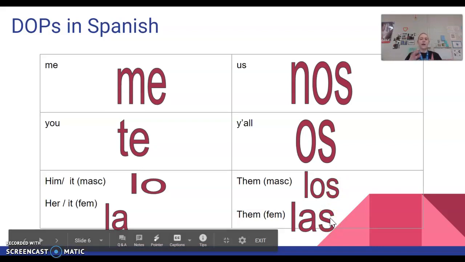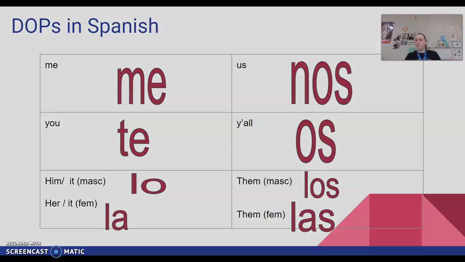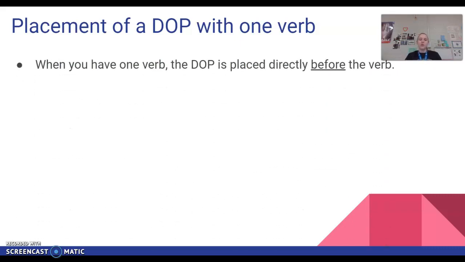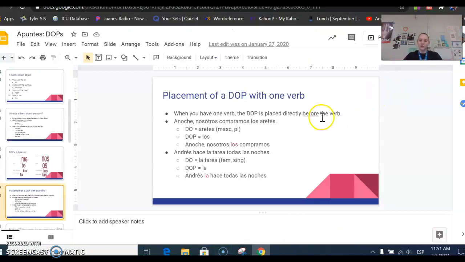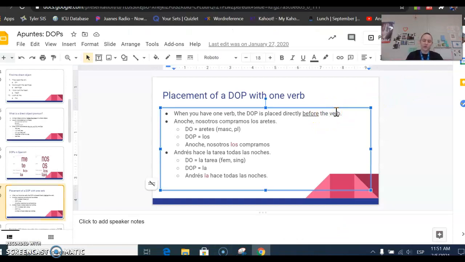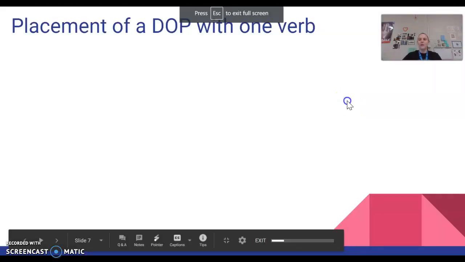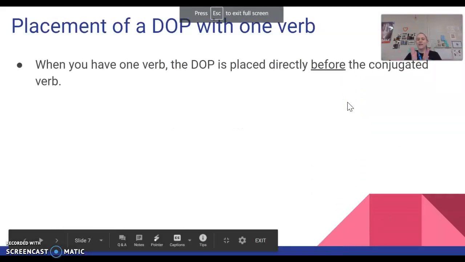Okay, so that by itself is fairly simple. But what tricks people up is the sentence order in Spanish is not the same as the sentence order in English. And this is kind of where it throws people off. Okay, when you have one verb, your direct object pronoun is placed directly before the conjugated verb. Let me add the word conjugated in here. Directly before the conjugated verb. Okay? That is the place that it can always go.